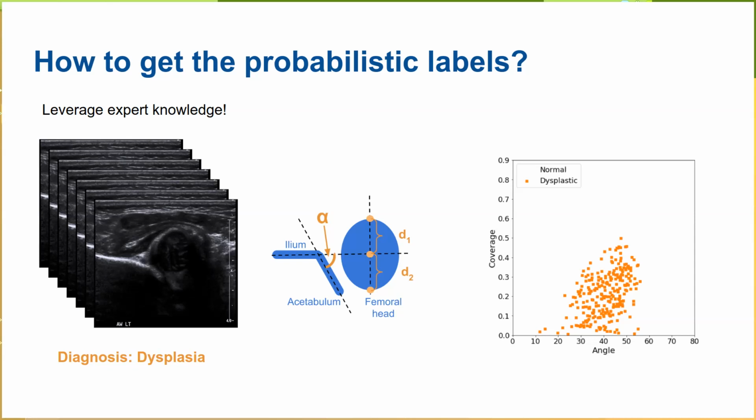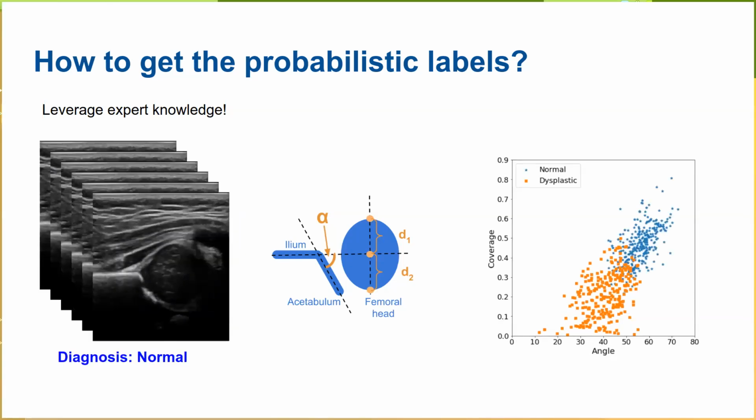So we end up with many dots. Every dot is one image. And we do this for all the dysplastic images. And then we repeat the same for all the images that are normal. So then we have our scatter plot complete.